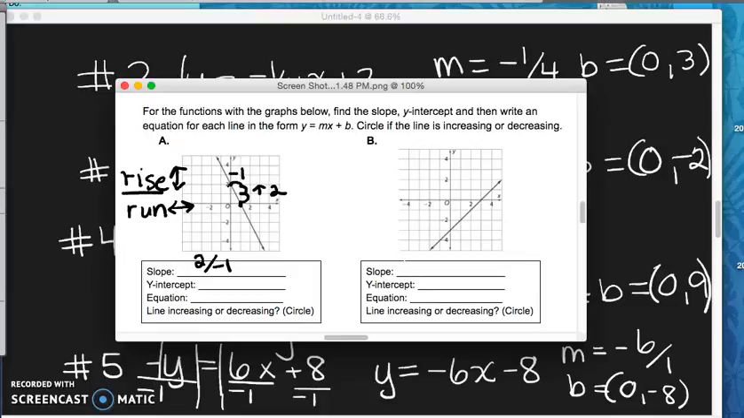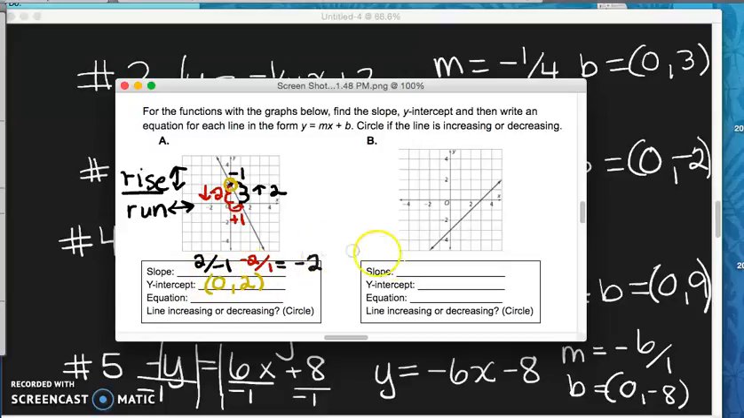Now let's say you wanted to go the opposite way and start at the top point. You would fall 2, which is negative 2, and you go to the right 1. So your slope also could be negative 2 over positive 1. And either of these, if you were to simplify it back down, would give you a slope of negative 2. Your y-intercept is the point on the y-axis where the line crosses the y-axis. So in that case, that point was 0, 2.